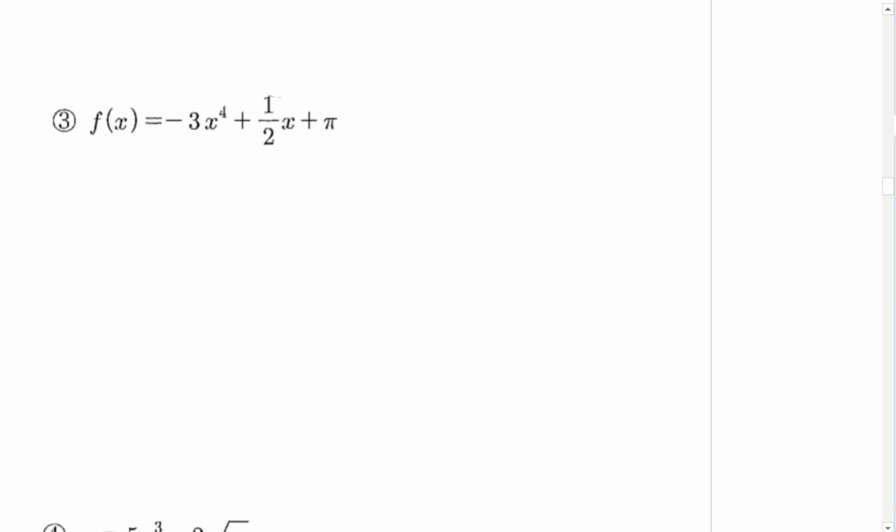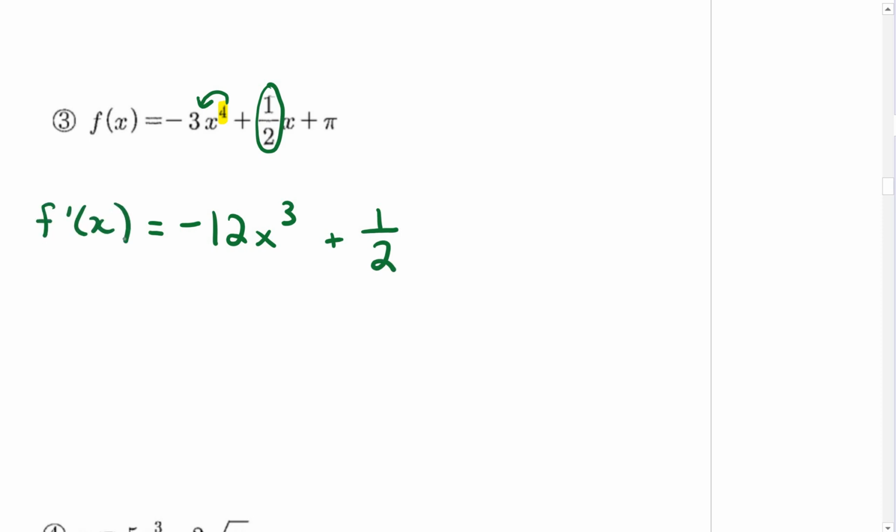Okay, let's move on to another one. Question 3. This one's not too bad. I believe this is a 4 here. Okay, so 4 times negative 3 is going to be negative 12, so 12x cubed plus, and then there's a 1/2 in front of the x, so that will be just 1/2, and that's going to be f prime of x. Okay, it's not too bad with that one there.